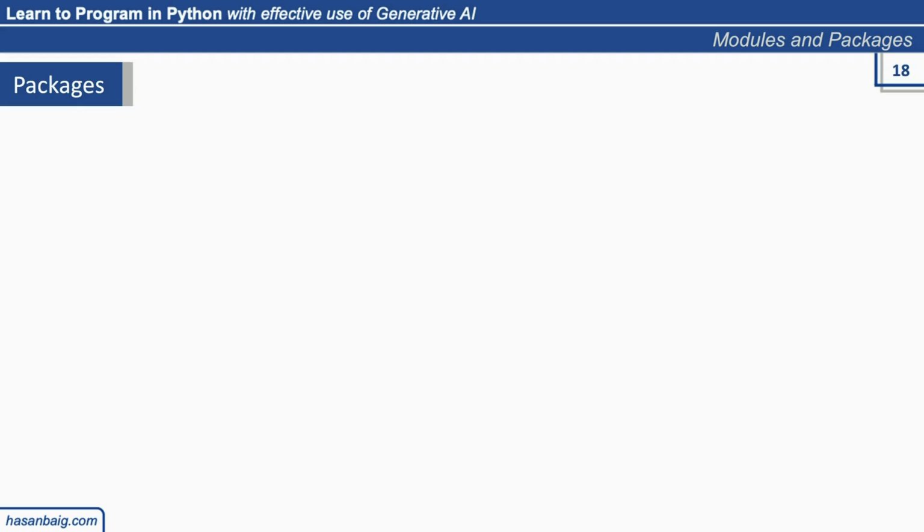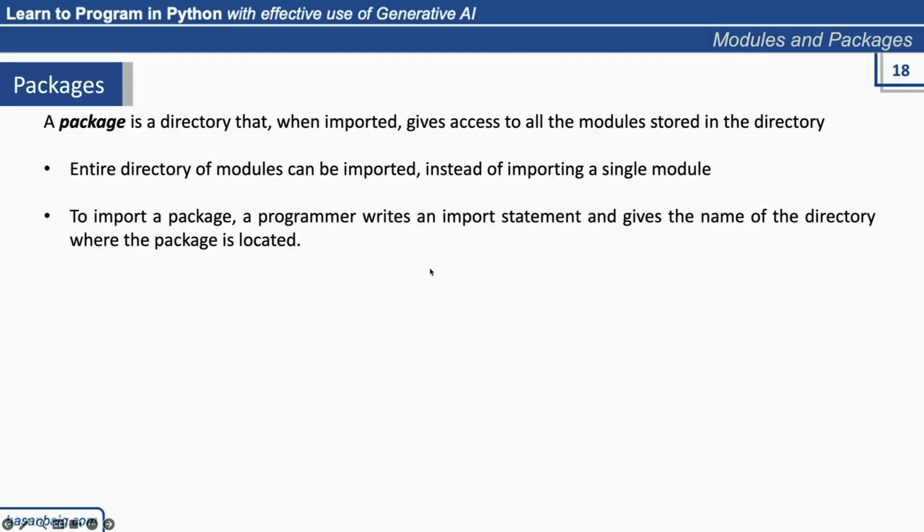So 6 members of a team may be split into 2 subtasks. Okay, 3 and 3 or whatever. So a package is a directory. When imported, it gives access to all the modules stored in the directory. So we may have multiple sub packages. Maybe the top package is the mobile application, and sub packages could be the camera module, Wi-Fi module, touch screen module, and there would be further sub files in it. So an entire directory of modules can be imported.